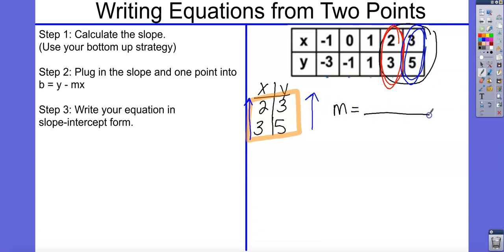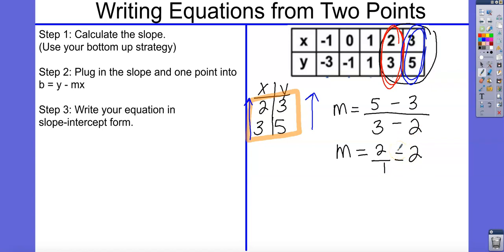Okay, draw your fraction, minus sign in the numerator, minus sign in the denominator. Y's go in the numerator, bottom up, so 5 minus 3. X's go in the denominator, bottom up, 3 minus 2. And then we're going to solve for slope. So m equals 5 minus 3 gives me 2. 3 minus 2 gives me 1. The final slope simplifies to 2. So I have a slope.